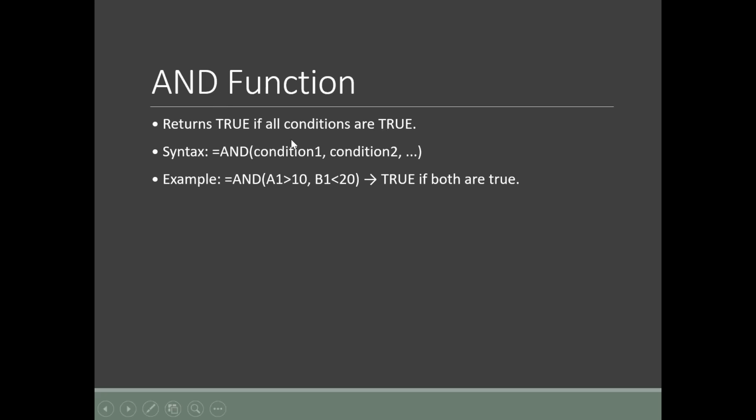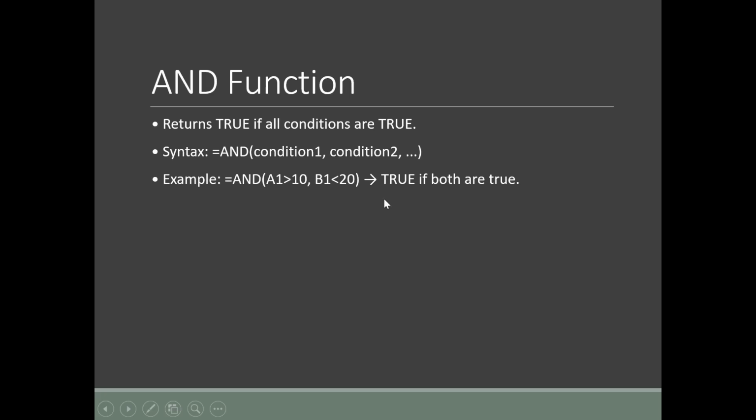Same here. You can say AND returns true if all conditions are true. Syntax: AND, condition one, condition two, any number of conditions you can give. Example: AND(A1>10, B1<22), true if both are true. Right? So in the AND operator, both conditions, all multiple conditions, should be true.